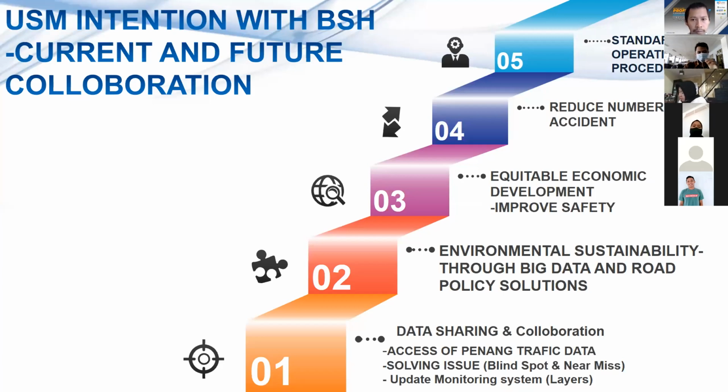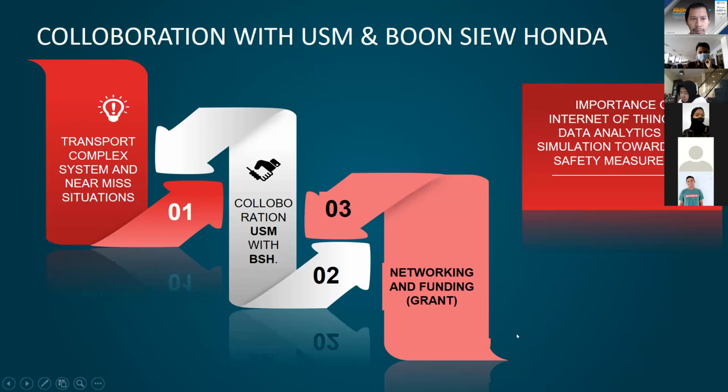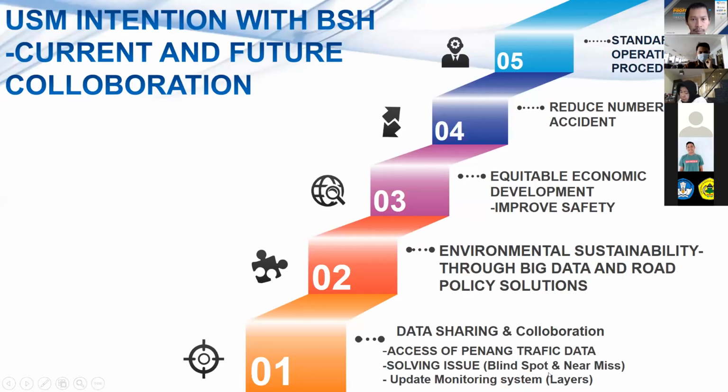And from that, we can access data. Currently we're just doing it for Penang. Penang is one of the states in Malaysia. We're working on Penang traffic data, and from there we find the blind spots and near misses. I will let you know what a blind spot and near miss are. From that, we will update the monitoring system as the first layer. The second layer, we will determine the environmental sustainability through big data and road policy solutions.